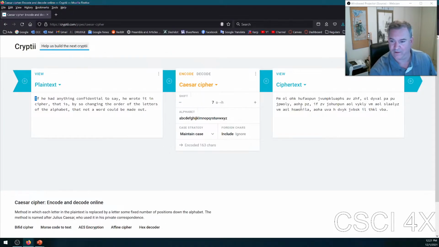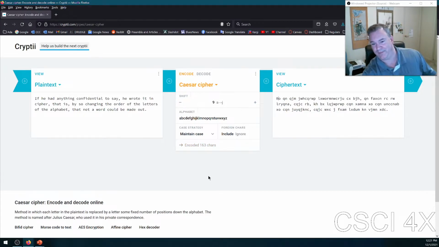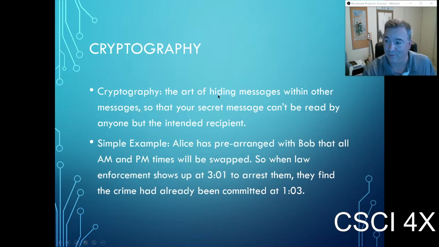So, basically, you substitute one letter for another letter, right? In this case, it moves 7 letters to the right. If you move 8 letters to the right, then 9 letters to the right. And so I've written programs before to do Caesar cipher encryption and decryption also, which is kind of fun.